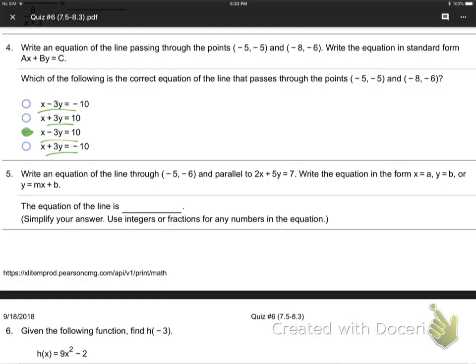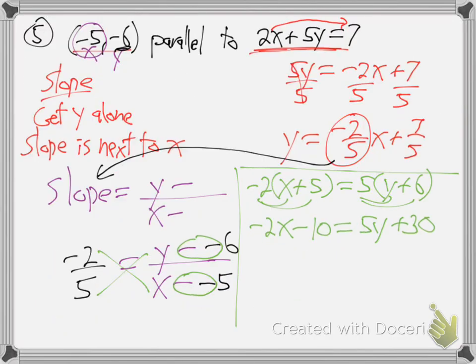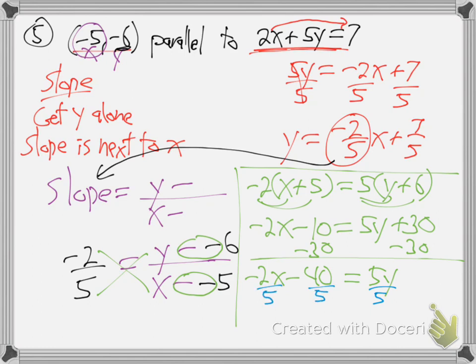They want y equals mx plus b, y alone. So to get y alone, I just have to subtract the 30 from both sides. I'm going to get y alone on the right side. Doesn't really matter, left side, right side. Minus 40. And divide by 5. So y is alone. Y equals minus 2/5 x minus 8.